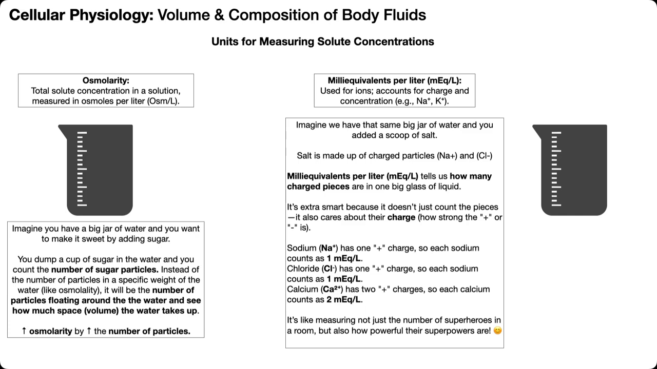You have a big jar of water where you're going to dump a cup of sugar. And instead of focusing on the weight of the sugar, you count the number of sugar particles that are going to be floating around in the jar. The more particles you add, the higher that osmolarity that you're going to have.